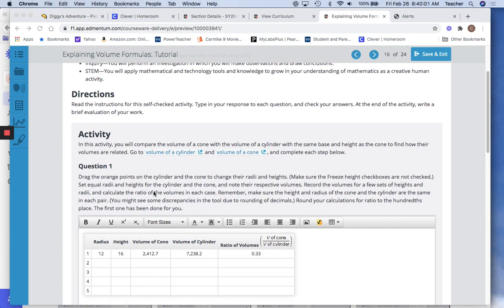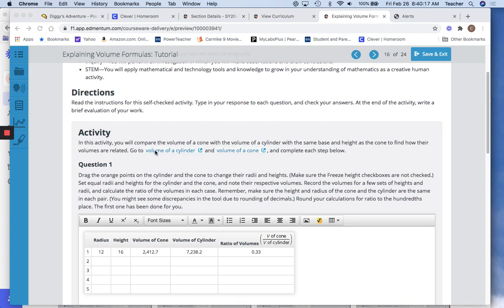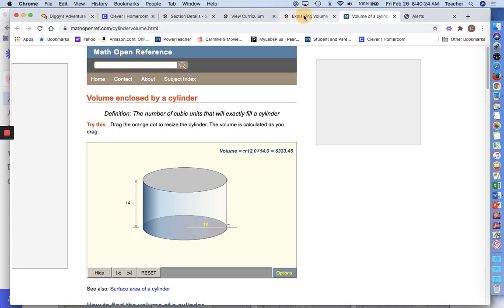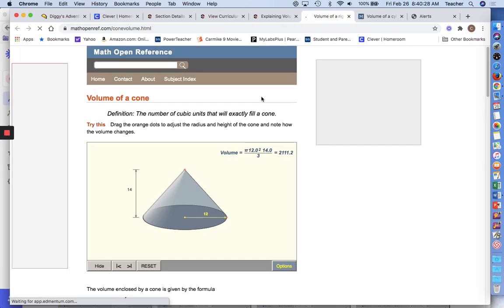So if you really want to know what's happening, I'm going to attach a video with this class doing a little popcorn activity where they fill up a cone and a cylinder. Watch that video, and especially you visual people, it'll explain how they are related. Okay, so I'm going to open up both of these. All right, so there's my cylinder. Open up volume of cone. Okay, there's my cone.